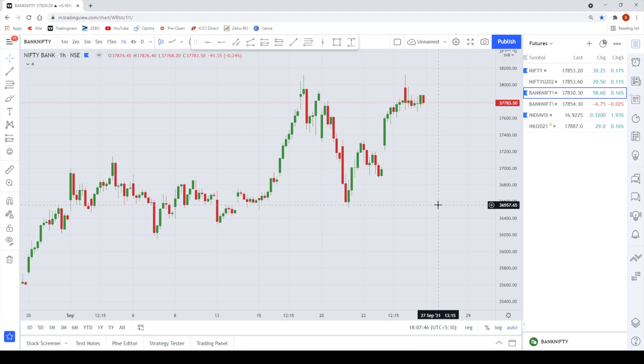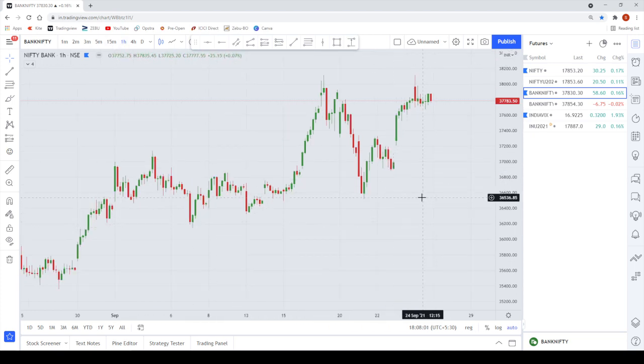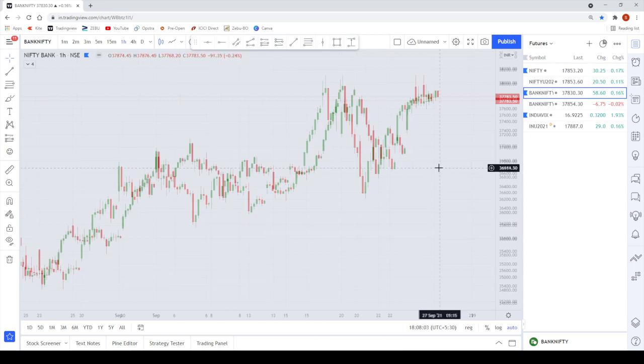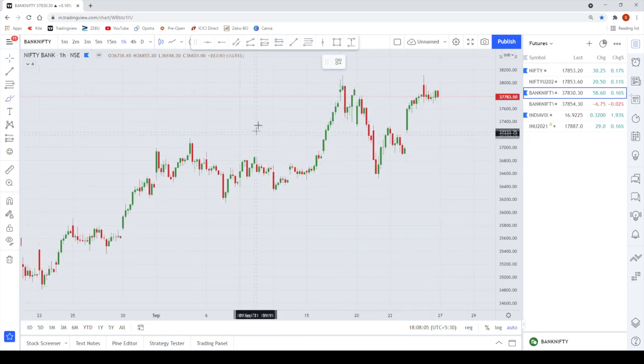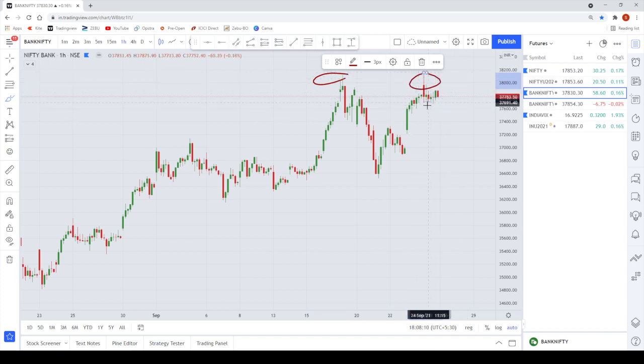So I have opened the Bank Nifty chart. So this is in the 1 hour time frame. So now what the market is trying to do, we have a double top here and I am expecting the market will go down. So I am taking a bearish view. Okay, so this is just my assumption. You can do your own analysis and you can create your own strategies.